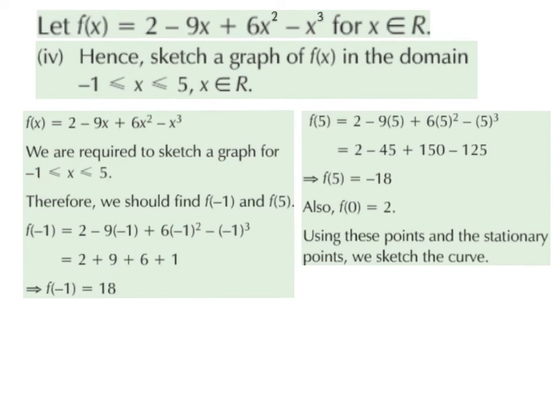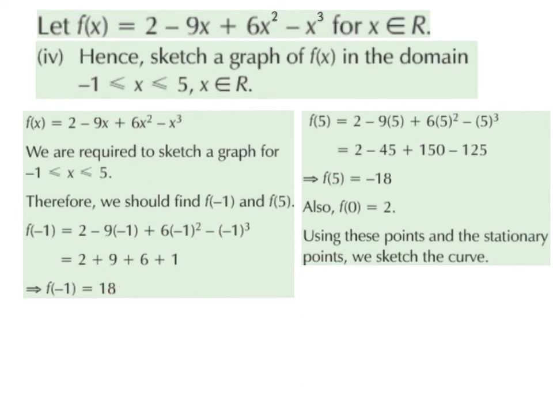So what we're going to have to do, first of all, is find the coordinate when we sub in an x value of minus 1 and an x value of 5. So we're going to find f of minus 1 and f of 5. So subbing in minus 1 to our original function, we get 2 minus 9 multiplied by minus 1 plus 6 multiplied by minus 1 squared minus minus 1 cubed. That gives us 2 plus 9 plus 6 plus 1, which gives us 18. So our x value would be minus 1 and our y value would be 18.